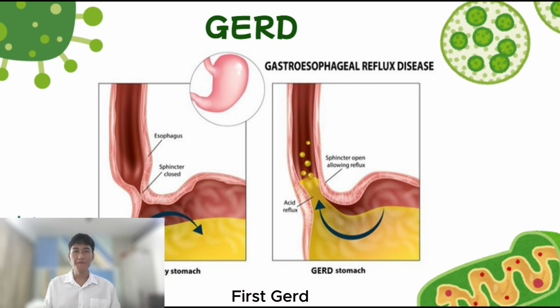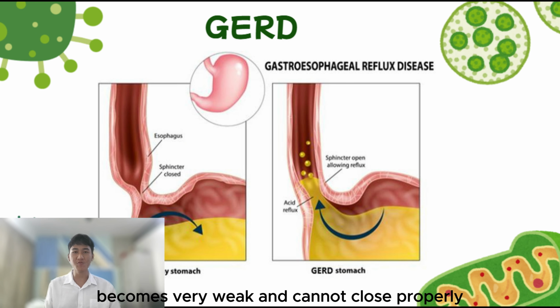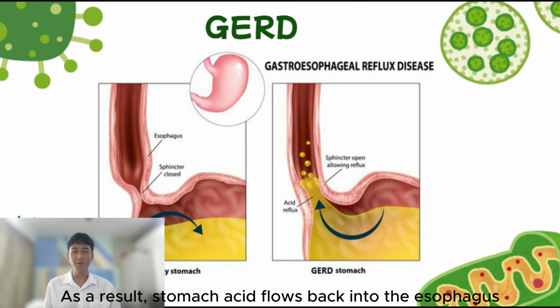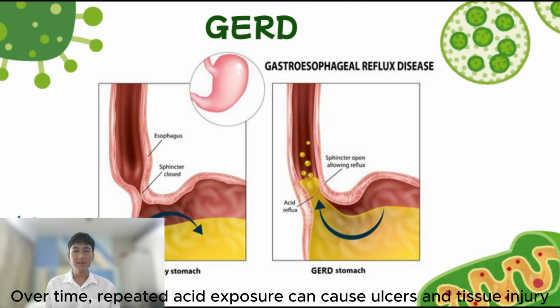Now, I will explain what happens in the esophagus when disease occurs. First, GERD happens when the lower esophageal sphincter becomes very weak and cannot close properly. As a result, stomach acid flows back into the esophagus. This acid damages the lining of the esophagus and can cause irritation, inflammation, and a burning sensation known as heartburn. Over time, repeated acid exposure can cause ulcers and tissue injury.